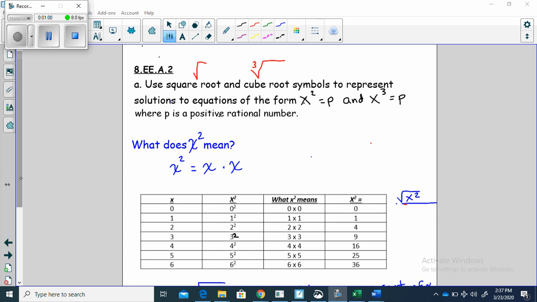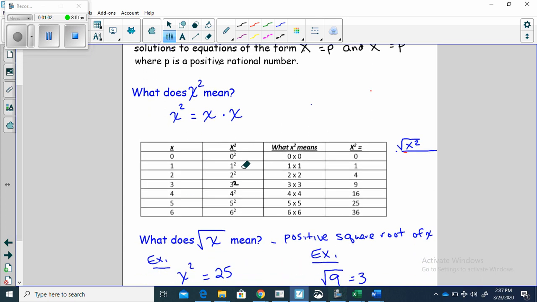Now here's a table right down here. We're going to fill this out, or we're going to look at this. If I start with 0 and I have 0 squared, that means 0 times 0. 0 times 0 is 0. If I start with 1 and I do 1 squared, that means 1 times 1, and 1 times 1 is 1. If I start with 2 and I square it, 2 squared, that means 2 times 2, which is 4. If I start with 3 and I've got 3 squared, that means 3 times 3, which is 9.